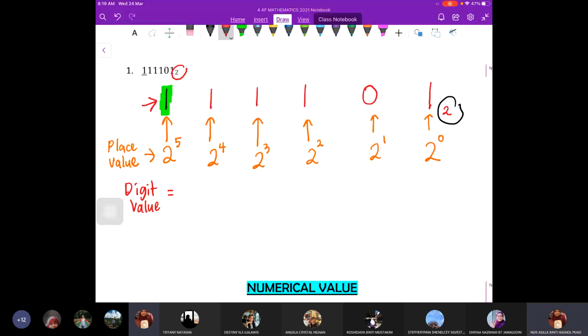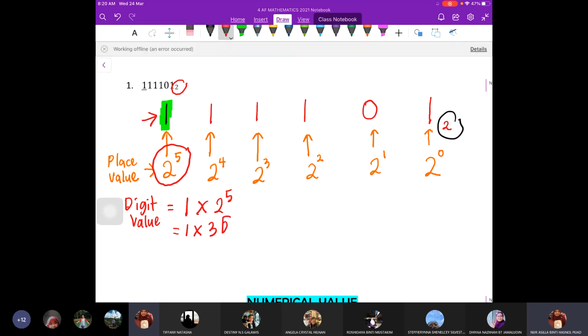This first one, 1. And then the place value belonging to that digit is 2 to the power of 5. So, multiply 2 to the power of 5. So, 2 to the power of 5, saya ingat, hopefully you know how to use your calculator, is 32. So, your final answer will be 32. Okay, so this is the digit value for digit 1.